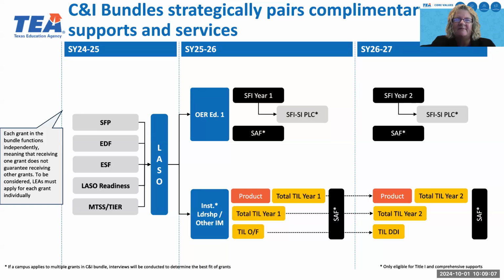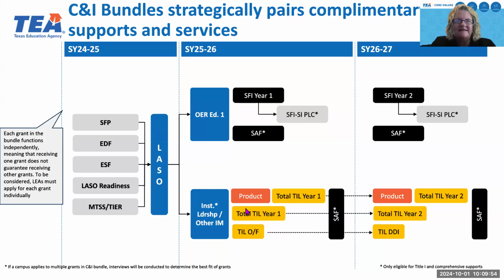Each of these grant bundles is independently functioning, which means that if you're looking at the pathways and you are choosing the OER pathway, that does not mean choosing this affords you an award of all 3. These are 3 separate grants. There is the SFI Year 1, and then there's also SAF as support for OER products. And then SFI SIPLC is an independent grant, but in order to qualify for this, you need to also apply and be awarded SFI.